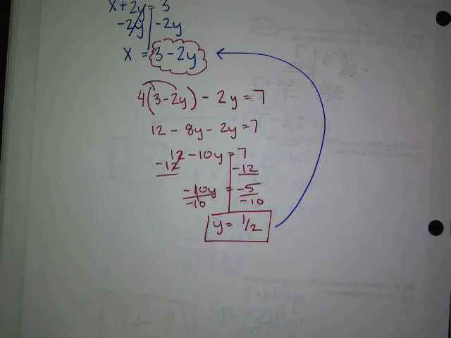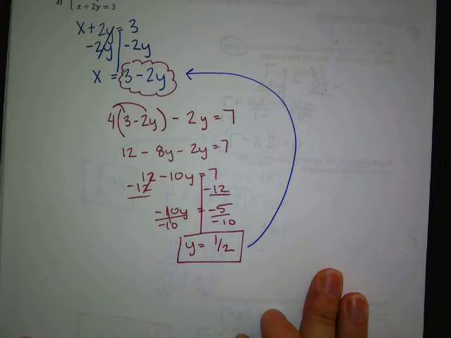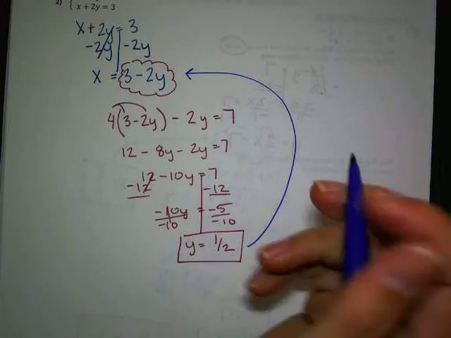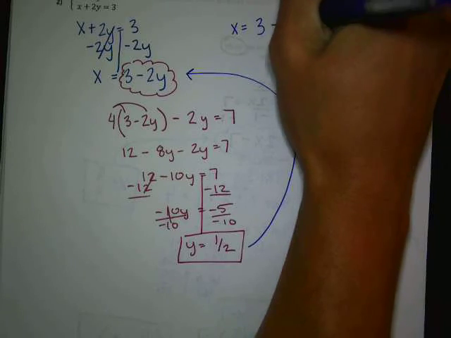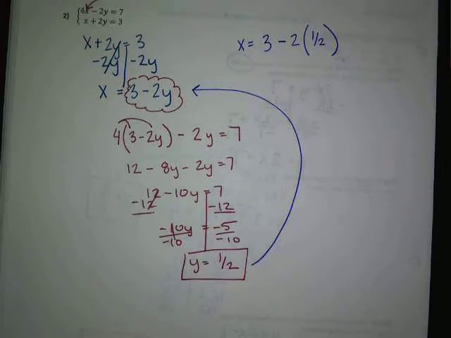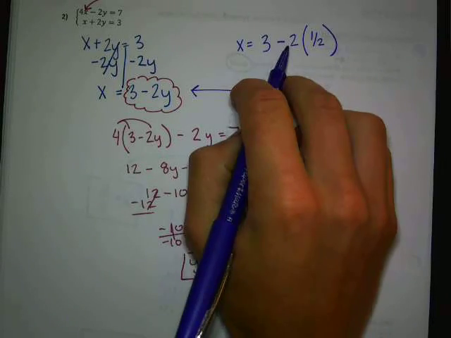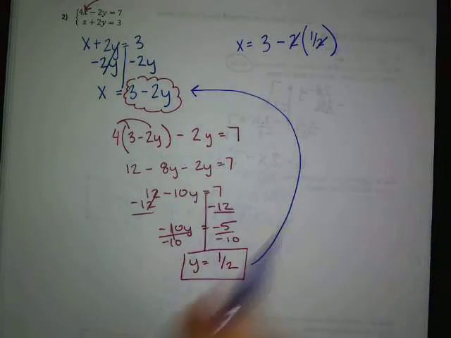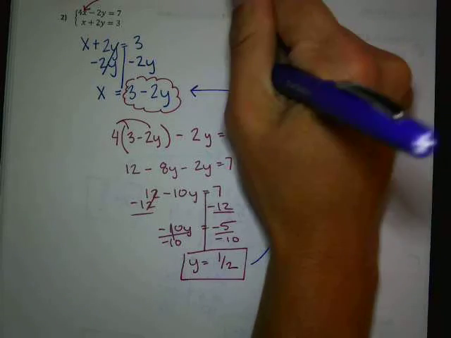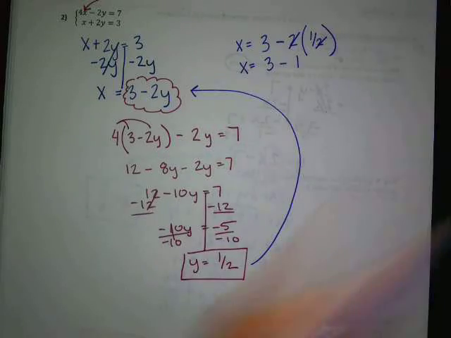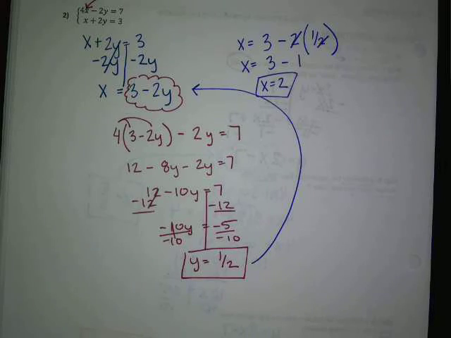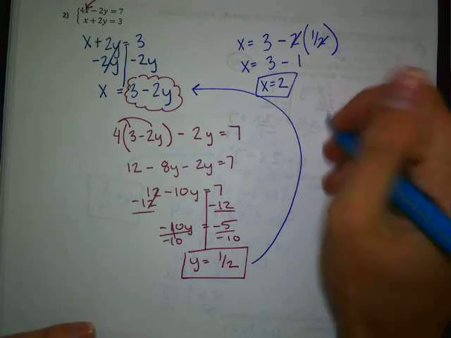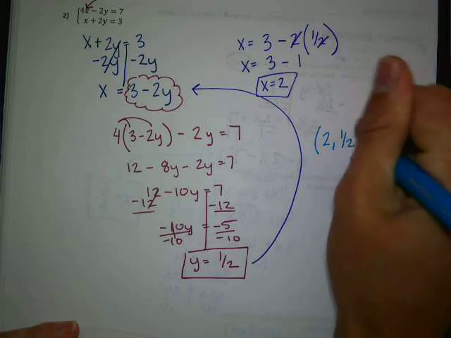Alright, look up here. Ready? Okay. When you take y and you plug it back into this equation here, x is going to equal 3 minus 2, and then I'm going to put 1/2 in for y. Alright, 2 on top, 2 on bottom are going to cancel. Another way to think about it, 2 times 1/2 is 1. So 3 minus 1, which is 2. And so now you have your x and your y, but remember I want these as coordinate points. So your final answer is 2, 1/2.